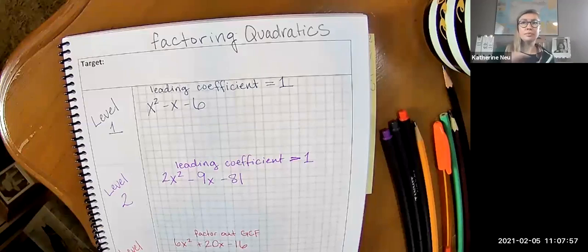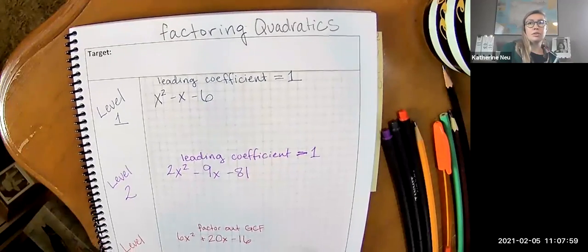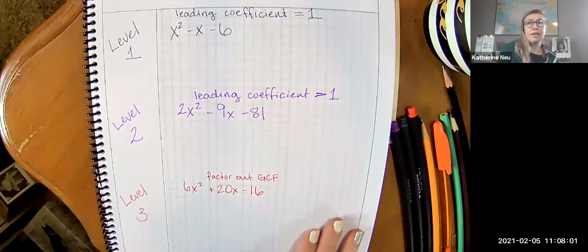Hey scholars, I thought that a video on the 3 levels of factoring quadratics would be helpful because I realized on the quiz there is a level 3 factoring problem that if you know a trick for, it's going to make it a little easier. So here are the 3 levels that you have.